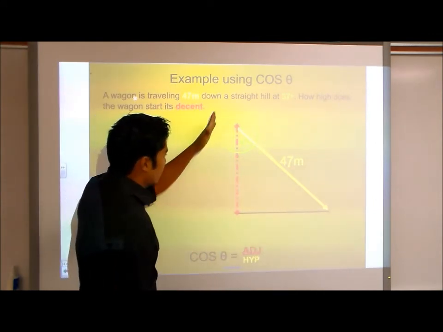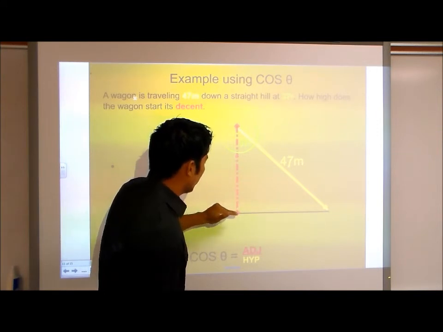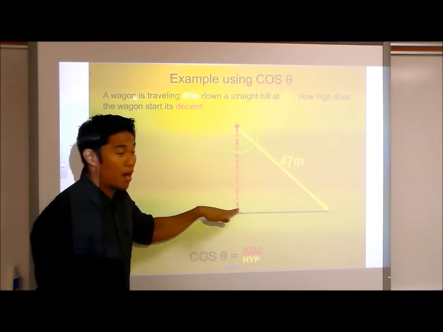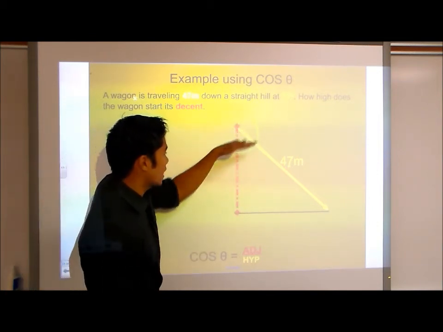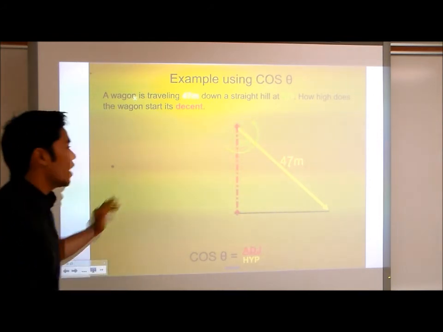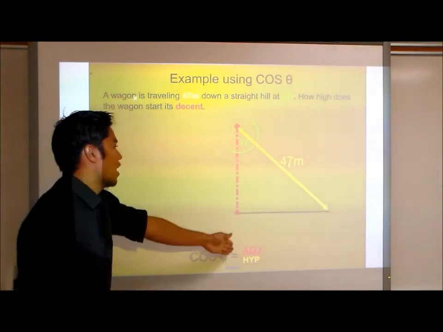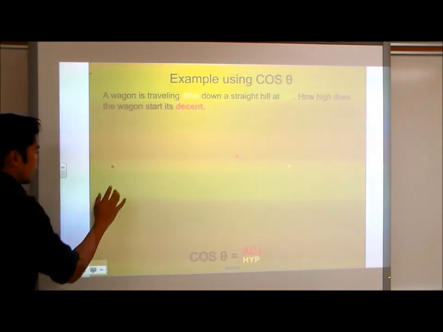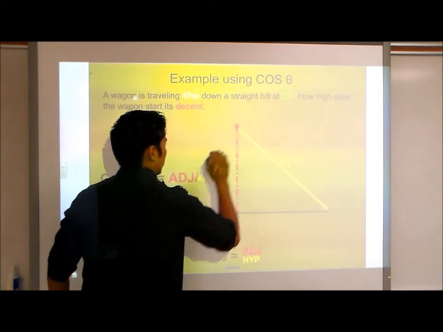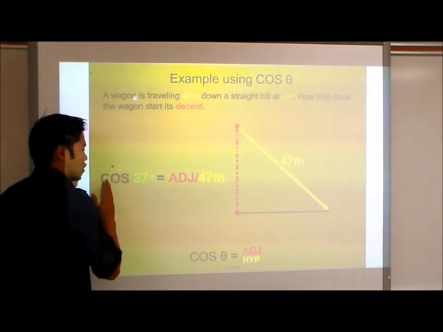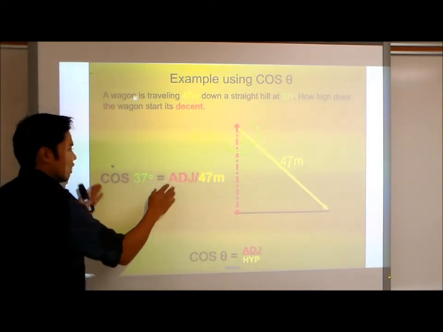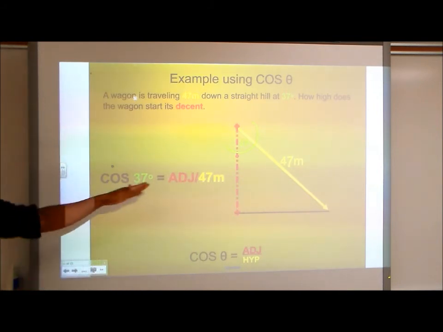Okay, so we're trying to measure from the point at the top of the drop to the bottom, to the ground. So here we have an angle. We're looking for the adjacent leg, and we're given the hypotenuse. We have enough to find out what that adjacent leg is. Okay, so here, this is our angle. We're going to do cosine 37 because that's our formula. Cosine 37 equals adjacent divided by 47.